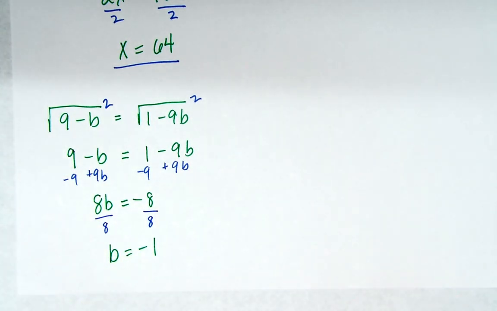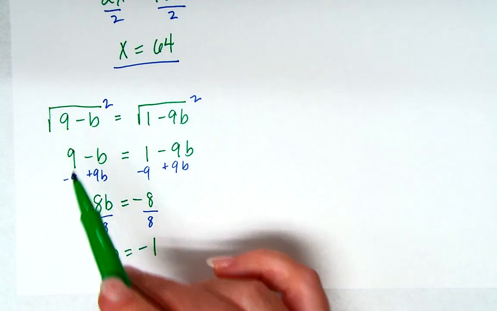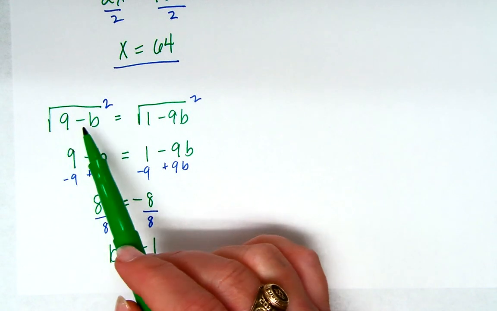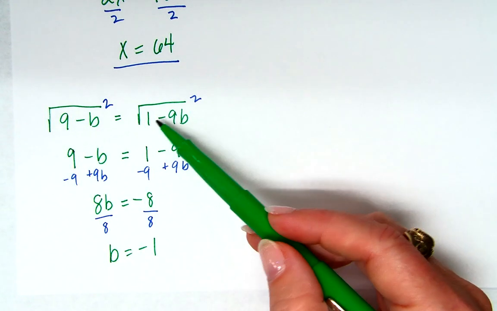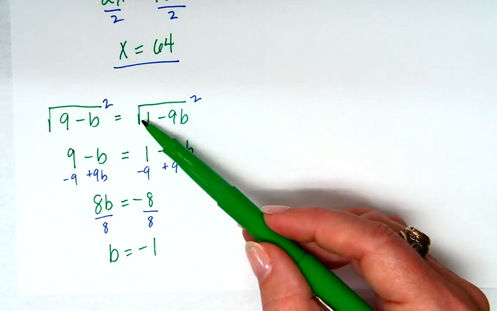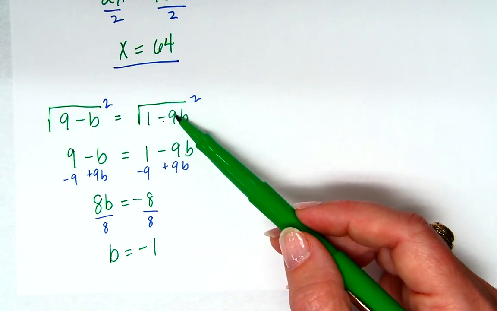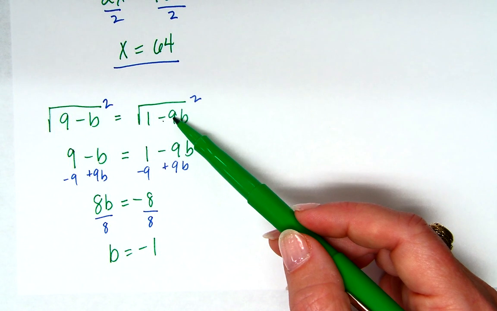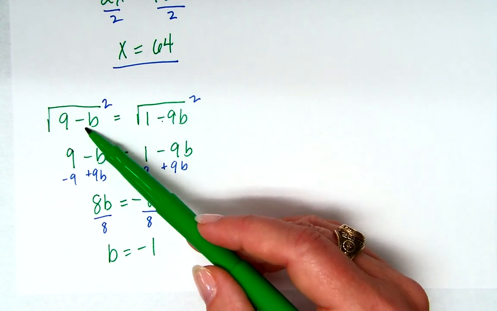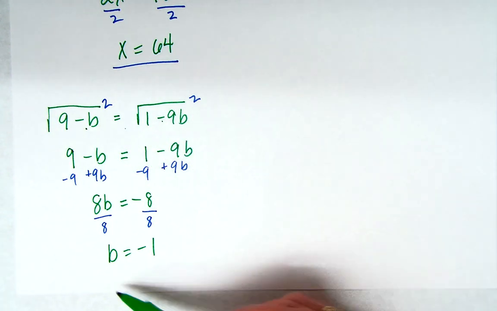Is it right? You check. Okay. 9 minus -1 is 10. So on the left-hand side, I have the square root of 10. I have a 9 times a -1, which is -9. So I have 1 minus a -9, which is 10. Do I care what the square root of 10 is? Or is it good enough to know that the square root of 10 equals the square root of 10? That's good enough, right? So is this the right answer?